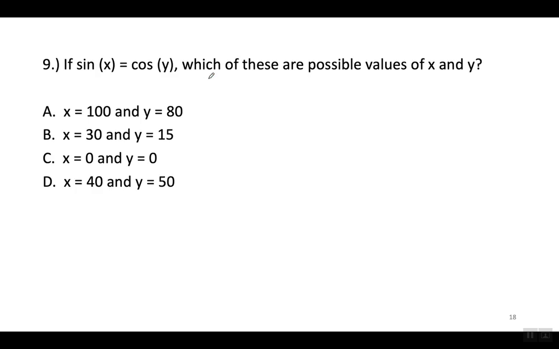All right, question number 9. If the sine of x equals the cosine of y, which of these are possible values of x and y? So again, remember that if they're equal, that means they gotta be complementary. All right, the degrees gotta be complementary. So all you gotta do is look through the answers and find which are the only values that are complementary, that add up to 90. This is the only answer that adds up to 90.